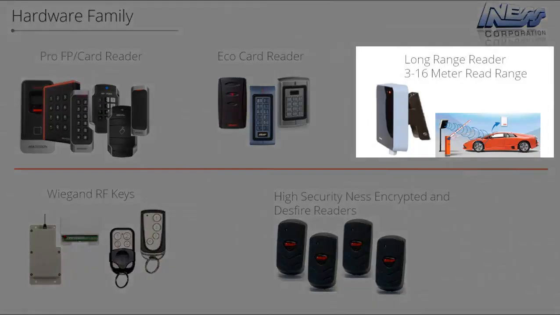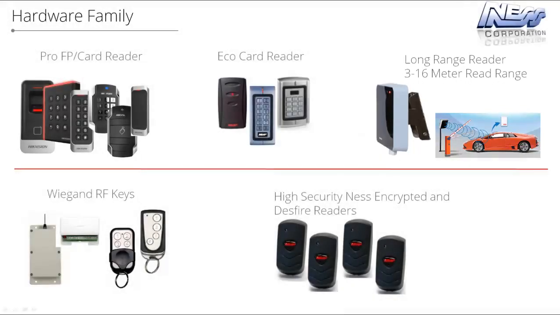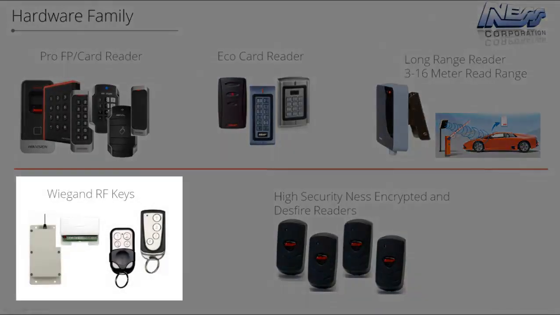The first one is our long range reader. The long range reader is usually used for car park entrances, and these readers can read up to 16 metres. They can be site adjusted between 3 to 16 metres, so you can then adjust them on site to suit the exact application required.